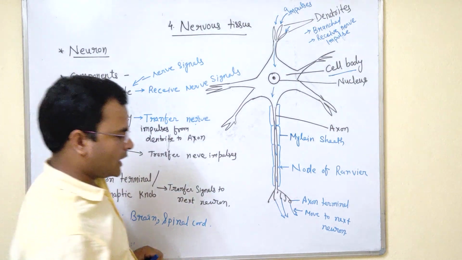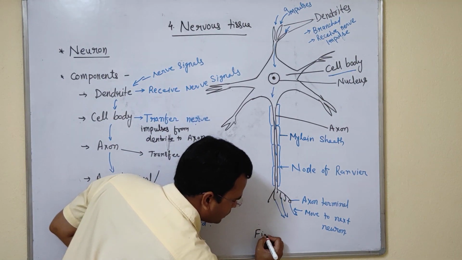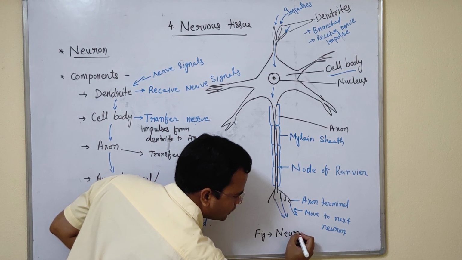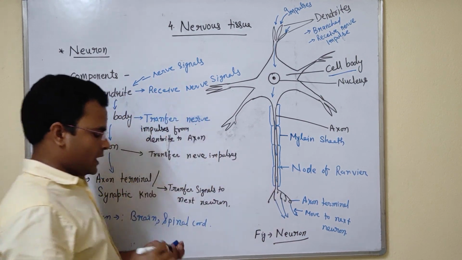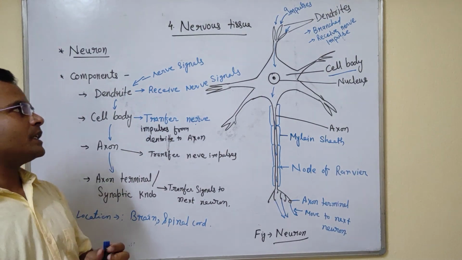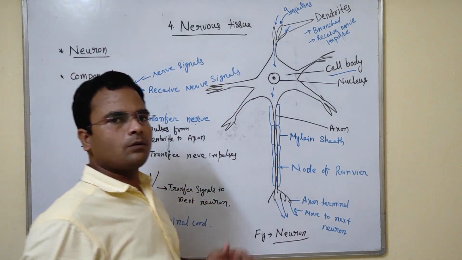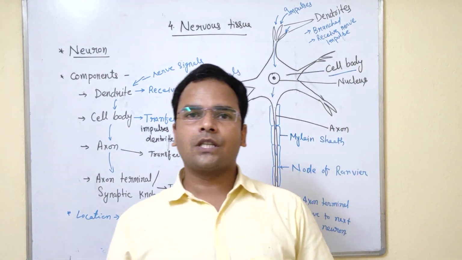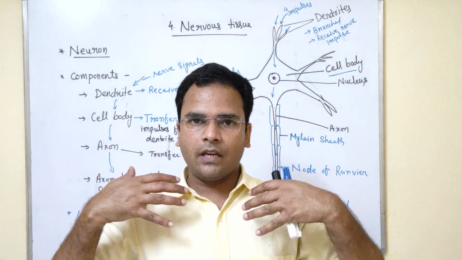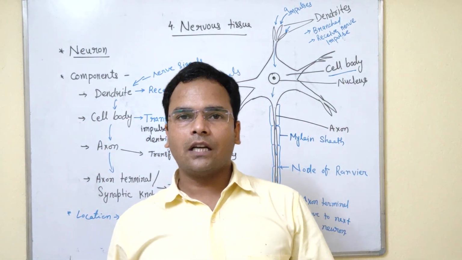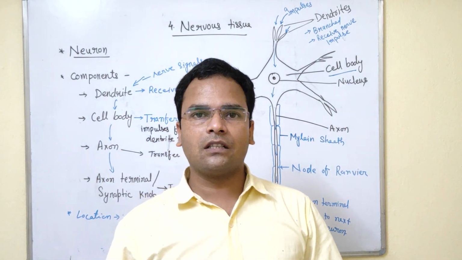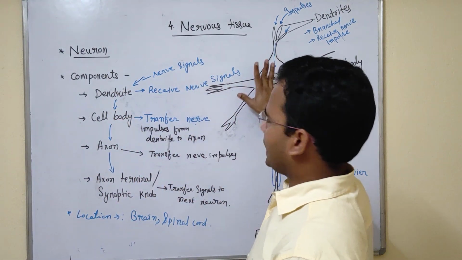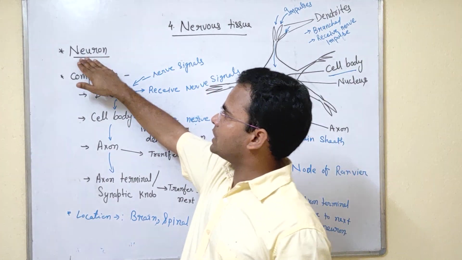One thing, don't forget to write in the exam, please, when we are drawing the diagram: it is the diagrammatic representation of neuron. So in this way our tissue part is completed. Once again we are just concluding the nervous tissue. Nervous tissue is a specialized tissue which is responsible for receiving and releasing the nerve signals, which are actually electrical signals. They have the specialized tissue that is called neuron.